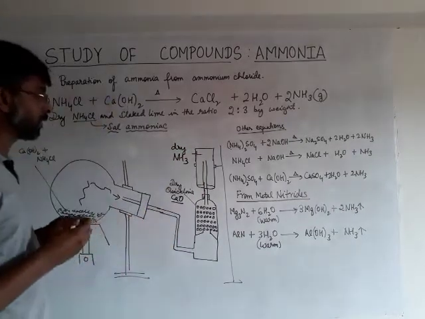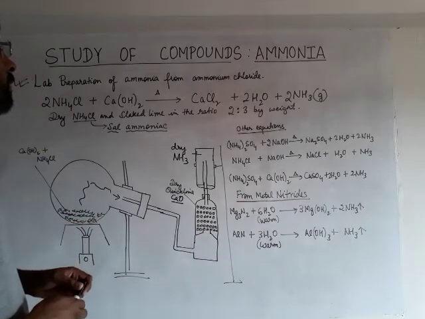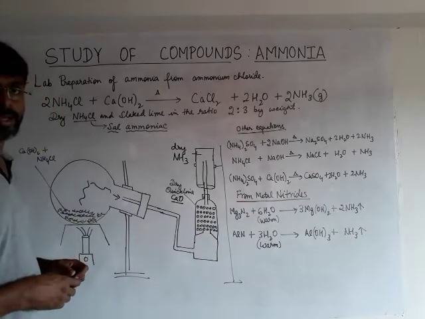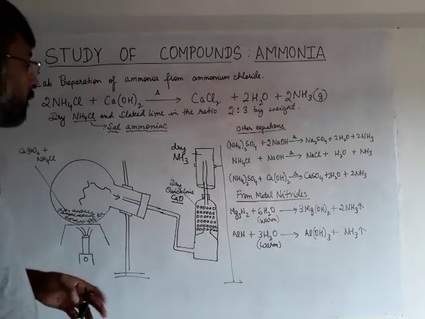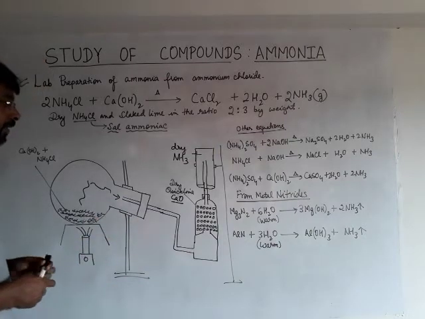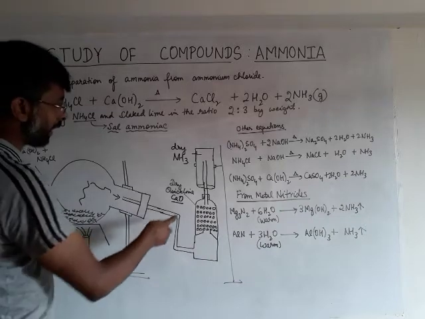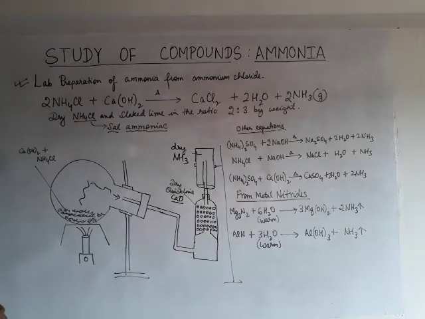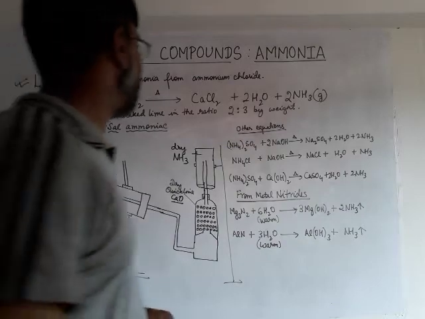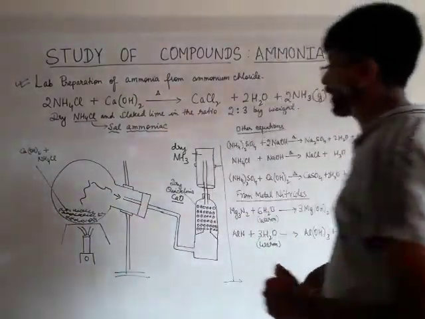Ammonia gas gets collected over here by the downward displacement of air. Ammonia gas is lighter than air, that is why it is collected by the downward displacement of air. The drying agent used to dry ammonia gas is calcium oxide. Okay. Now this is an important equation. This is the lab method of preparation of ammonia from ammonium chloride salt and calcium hydroxide, which is called slaked lime.